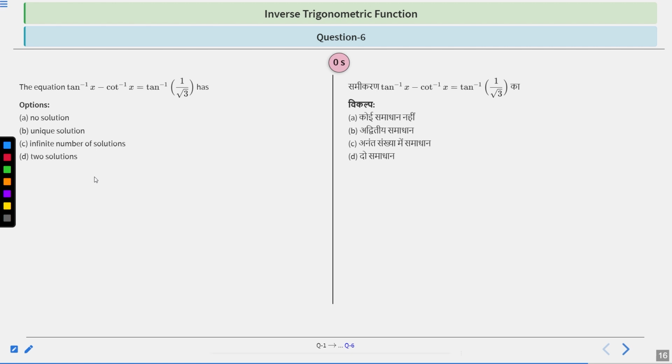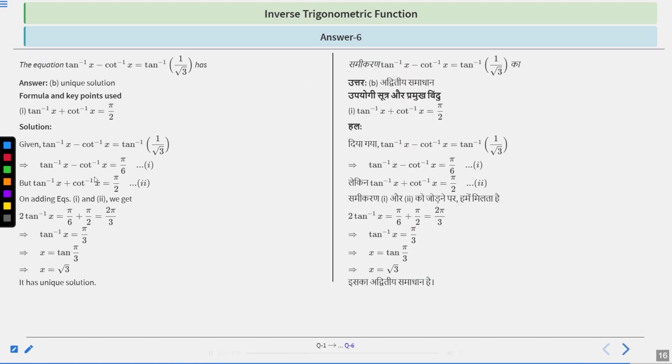Okay, let's move to the solution part. The formula and key point we will use in this question is that tan inverse x plus cot inverse x is equal to pi by 2. Now, it is given that tan inverse x minus cot inverse x is equal to tan inverse 1 by root 3. Therefore, tan inverse x minus cot inverse x is equal to pi by 6, equation 1. But tan inverse x plus cot inverse x is equal to pi by 2, equation 2.